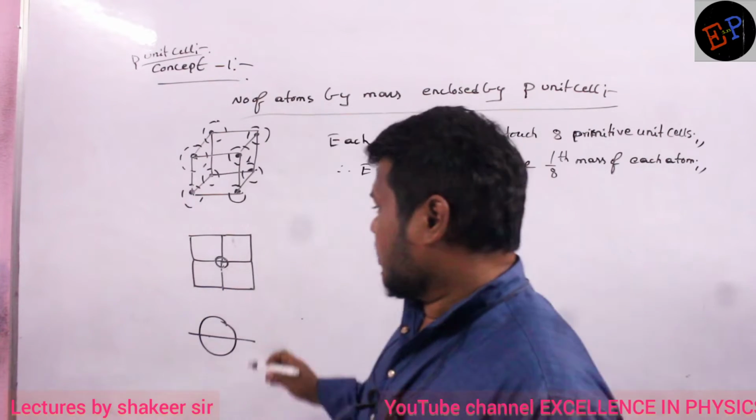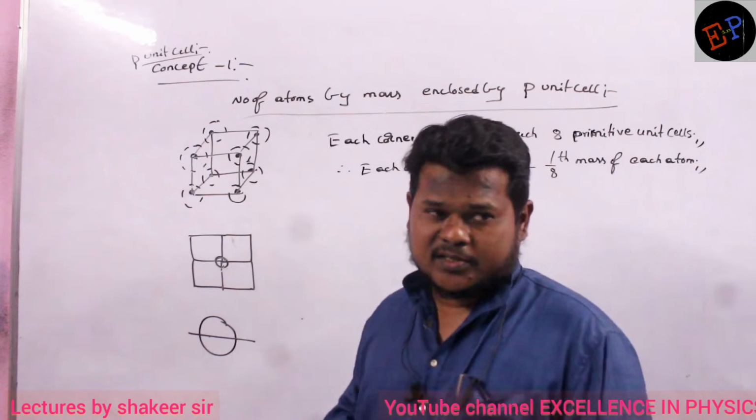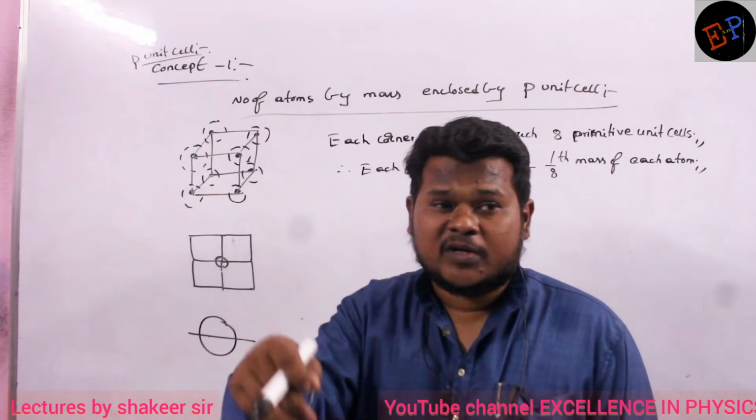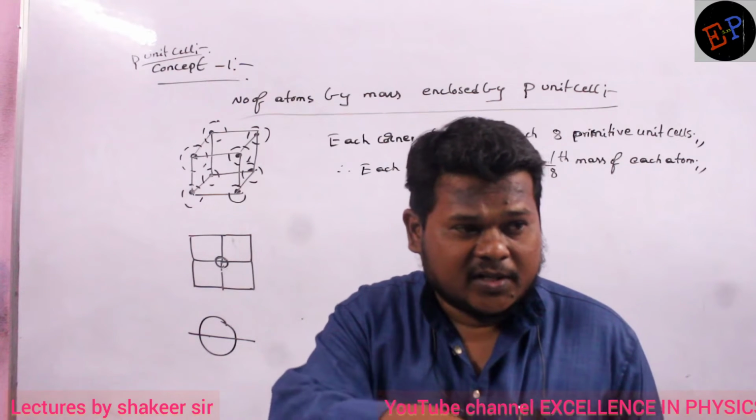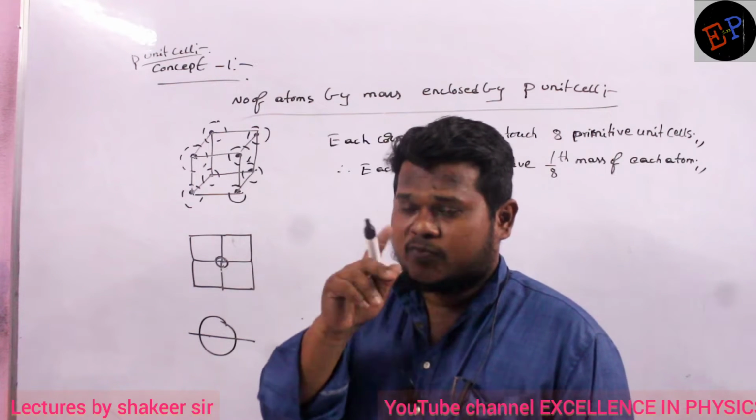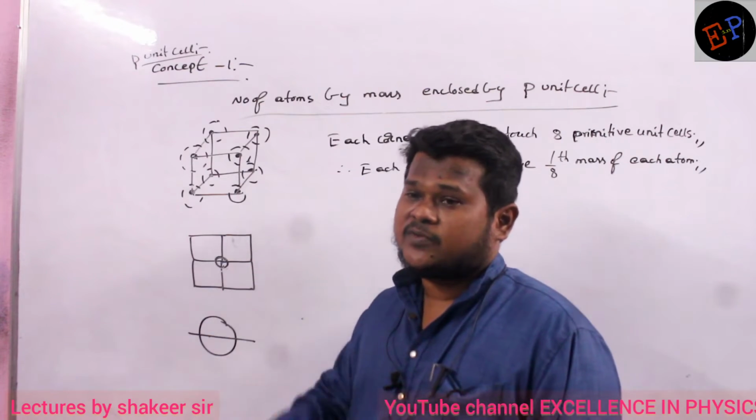For each atom, totally how many atoms are there in a primitive unit cell? 8 atoms are there because 8 corners are there. In each atom, 1/8 of mass is only present in one primitive cell. So how many atoms totally? 8 atoms. 8 into 1/8? 1. So only 1 atomic mass is present in a primitive unit cell.